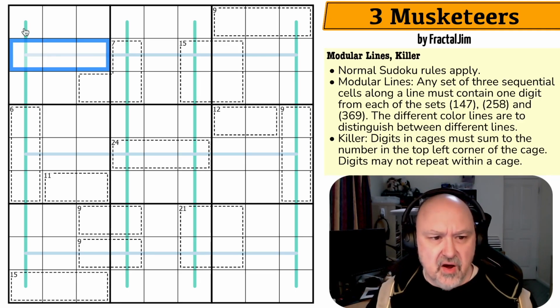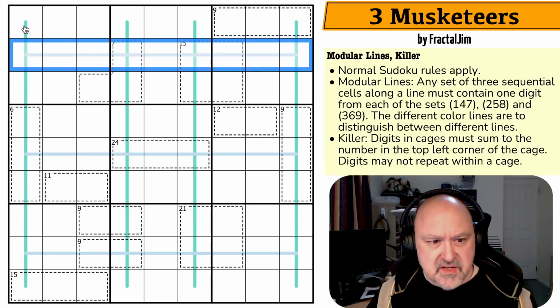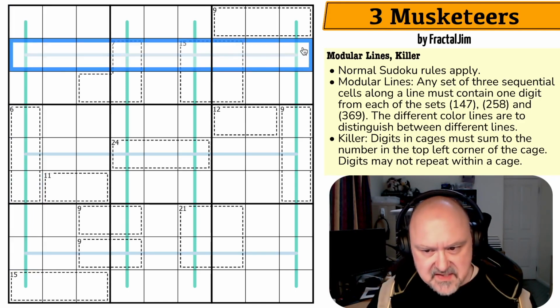The different color lines are distinguished between different lines. So this is one line and this is a separate line. So the line doesn't bend around the corner. So the vertical lines and the horizontal lines are different.